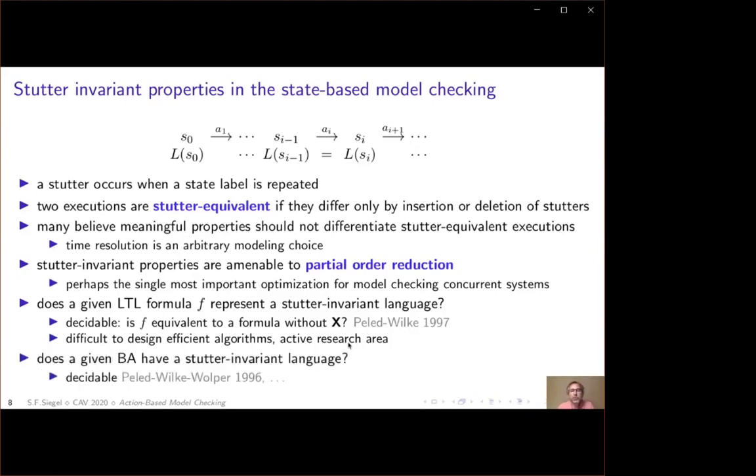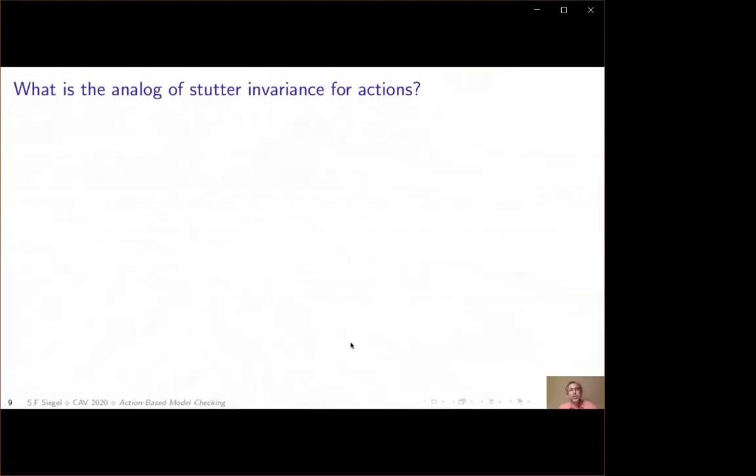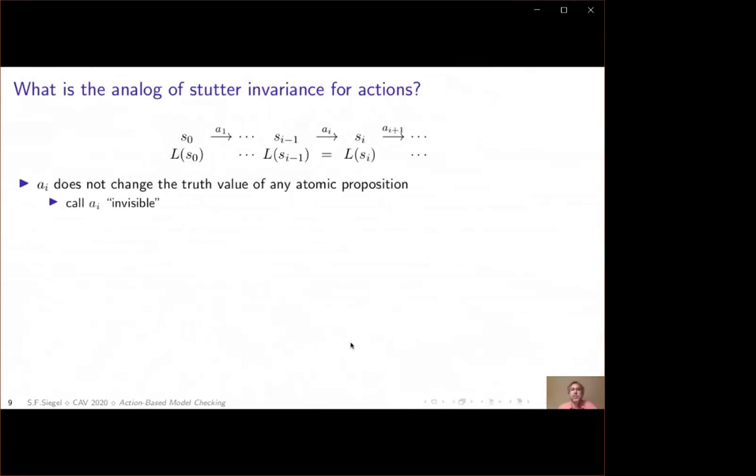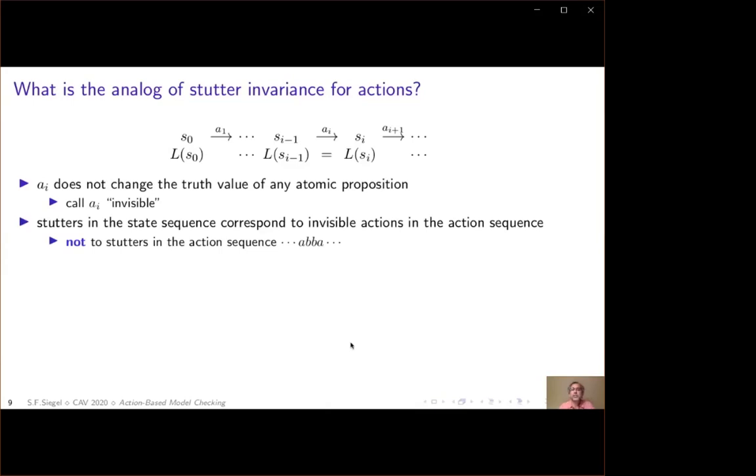The same situation holds for BAs. There are decision procedures which can determine whether a given BA represents a stutter invariant language. What is the analog of stutter invariance for actions? If I have a stutter at step i in an execution, that means the label of state s_{i-1} is the same as the label of state s_i, then action a_i did not change the truth value of any atomic proposition at that step. We call such an action invisible. Hence, stutters in the state sequence correspond to invisible actions in the action sequence. Note, they do not correspond to stutters in the action sequence.